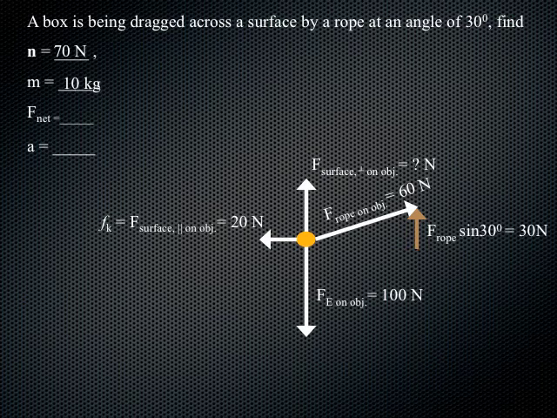Is there a net force? Not vertically, but horizontally there's more force of the rope to the right than to the left. The force of the rope to the right is F rope cosine 30 degrees, which is a greater value than 20 newtons. So F rope cosine 30, that component of the rope in the x direction or parallel to the surface, minus the kinetic friction, the 20 newtons to the left, gives us our net force. And again, our net force divided by our mass will give us our acceleration.